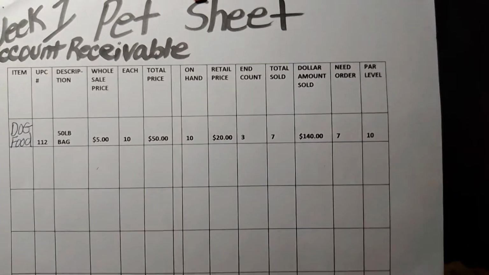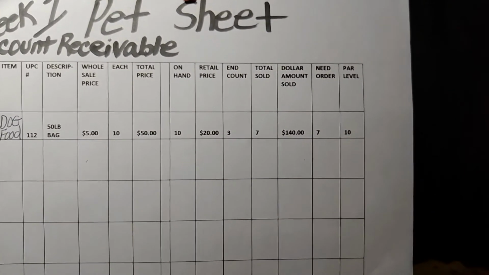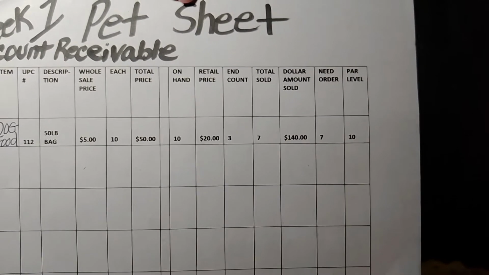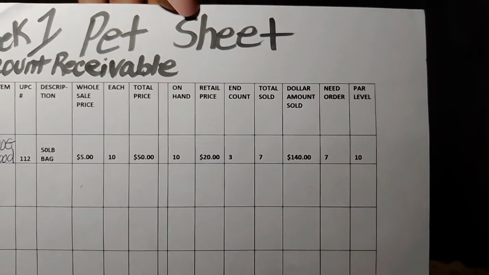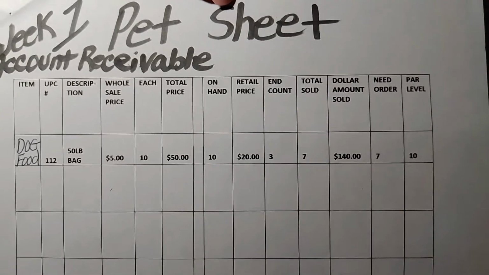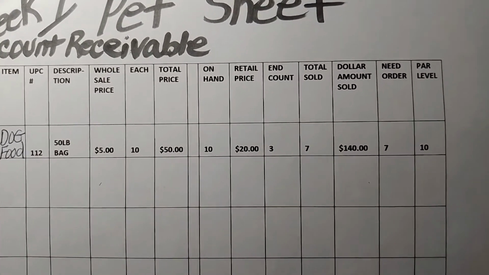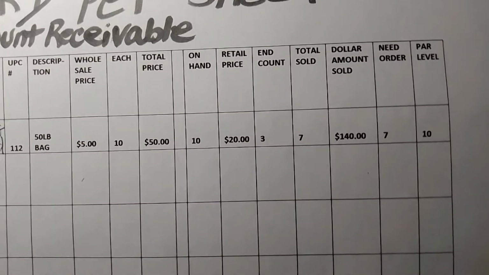can y'all see it? The total price is $50. And that's because you paid $5 for each bag. You got 10 bags. So it's $50. Okay? So that's how it should look. Okay? So those are your 8 sheets that you should have. Okay? And you put everything on your 8 sheets that you need.